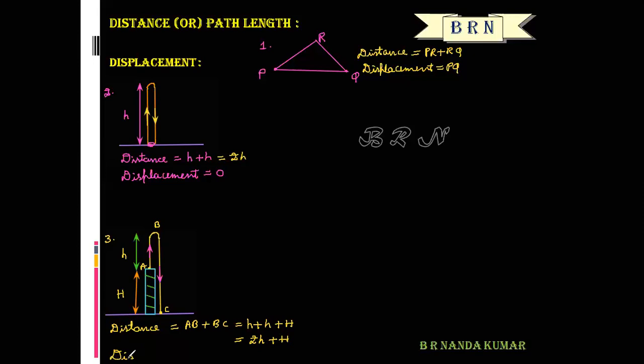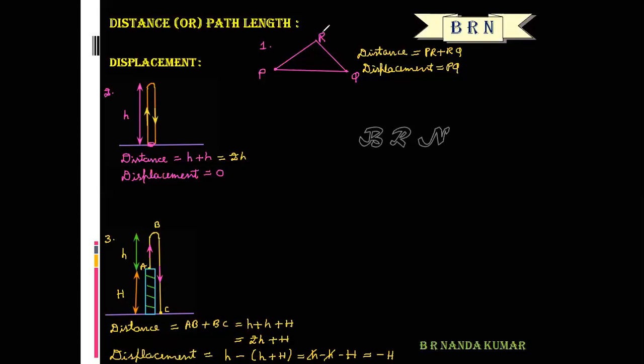So what about displacement? Displacement is the shortest distance between the initial and final position. Here the vertically upward direction is taken as positive, vertically downward direction is taken as negative. So displacement is h minus of h plus H. Finally we will get h minus h minus capital H. So h gets cancelled. So this is equal to minus capital H. So here the displacement is negative, right? Capital H is the shortest distance between the initial and final position of the ball.